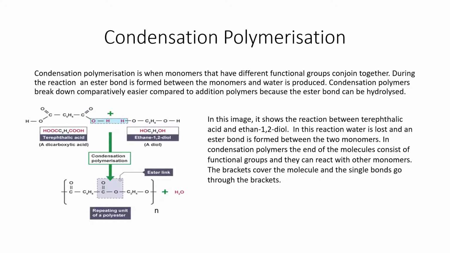Condensation polymerization. What is this? Condensation polymerization is when monomers with different functional groups conjoin together. In the process, an ester bond is formed and H2O is produced.